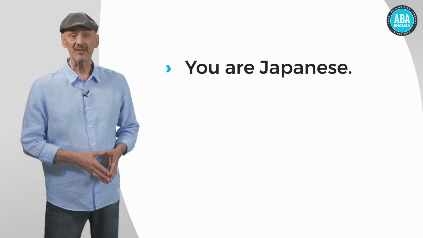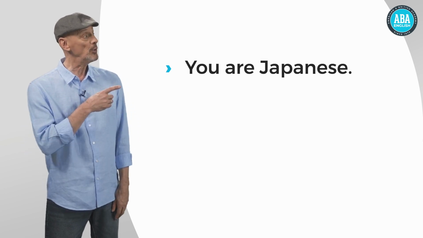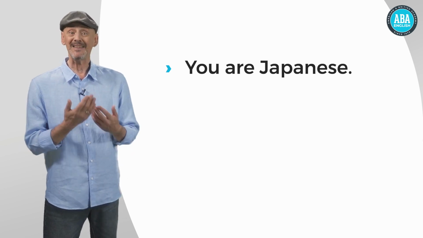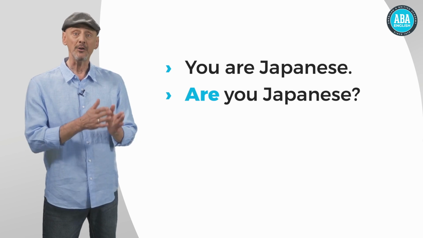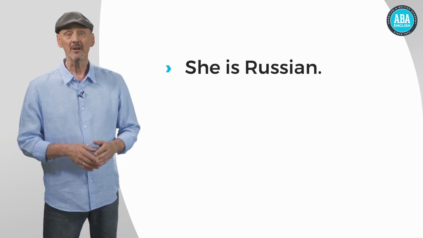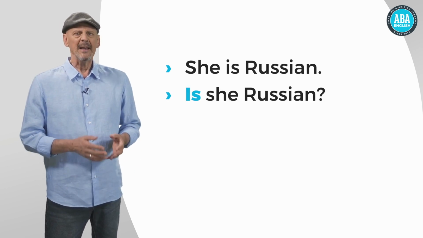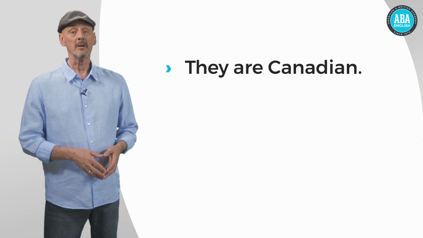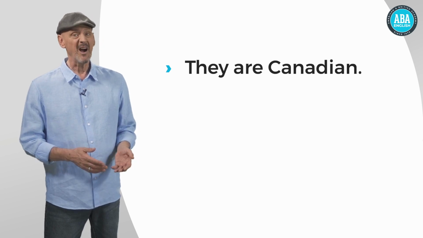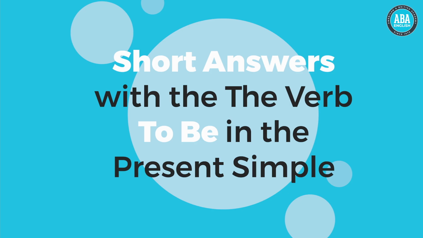The affirmative sentence, you are Japanese, becomes the interrogative, are you Japanese? She is Russian. Is she Russian? They are Canadian. Are they Canadian?